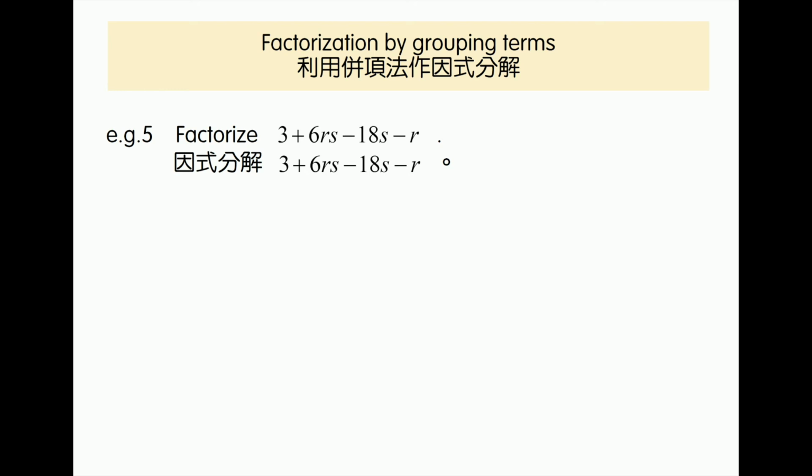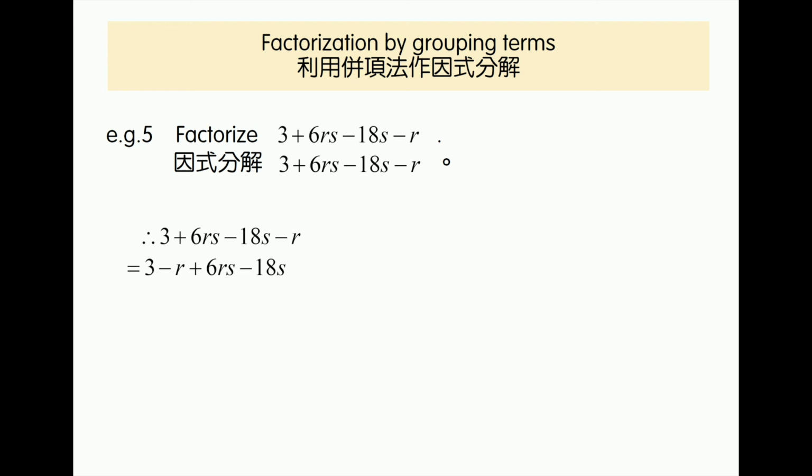Let's try again everything we have learned in one single question. This question has 4 terms. If we group them in groups of 2, we would realize that there are no common factors that we could actually take out. Although we could take out the 3 in the front, but for the back there are no common factors that we could take out, and even so, there are no same brackets. Therefore, we would first need to rearrange them.